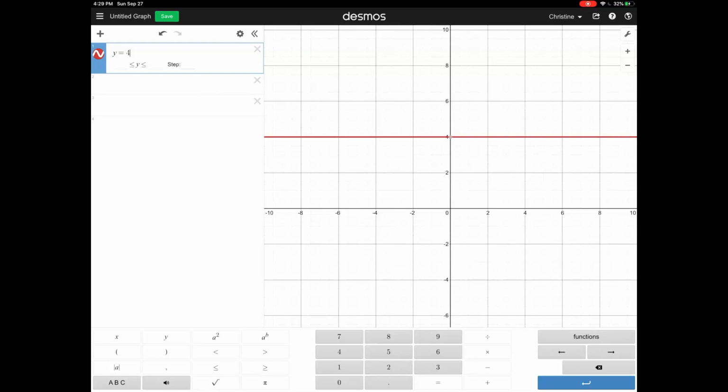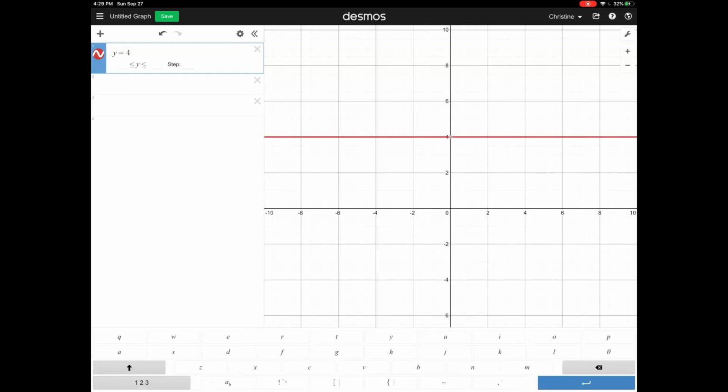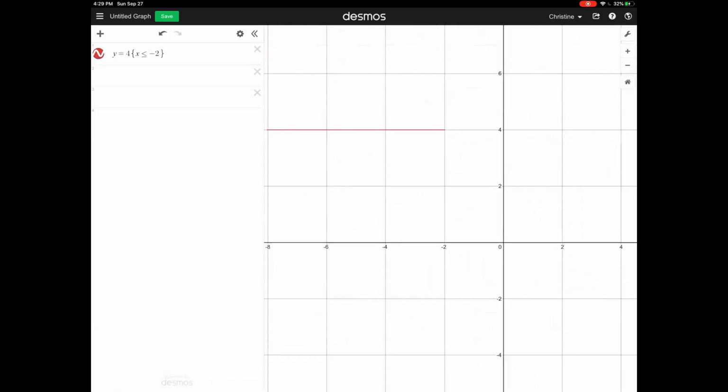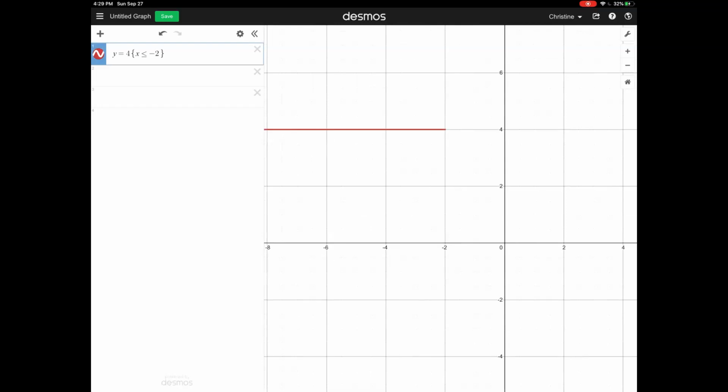But we had to keep that confined to the domain x is less than or equal to negative 2. So to do that, what you need is the curly braces. So we're going to go to the curly braces here, and it gives you both of them, and then we'll go back here and we're going to just put in x is less than or equal to negative 2. And you can see there now that it has graphed just that piece, and so that's how you confine the function to just the section of the domain that you want to confine it to.